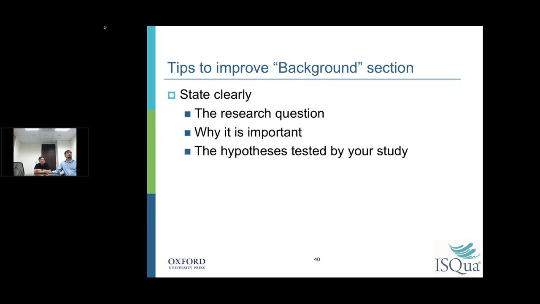And then there is a background section. You should state clearly your research question, which is very important for reviewers, editors, and everyone to understand, and why it is important, and the hypothesis which you are testing by your study.